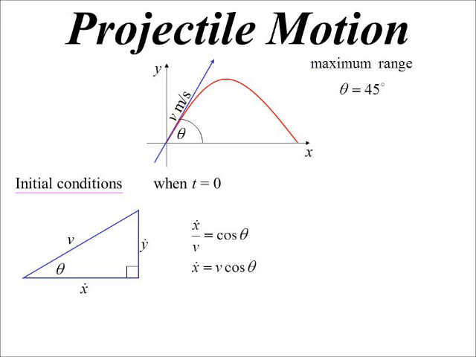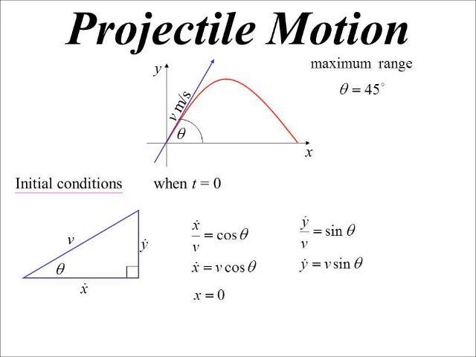Now I'm using the dot notation. Remember when we looked at motion, I said for the derivative, sometimes we use the dot notation. So x dot is horizontal velocity, y dot is vertical velocity. And so x dot over v will be cos theta. So the initial horizontal velocity will be v, its initial velocity, times the cosine of whatever angle we're sending it out at. And similarly, using trig for y, in the vertical direction, it'll be v times the sine of the angle.